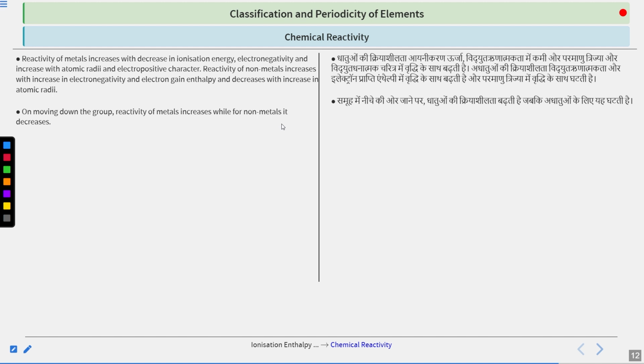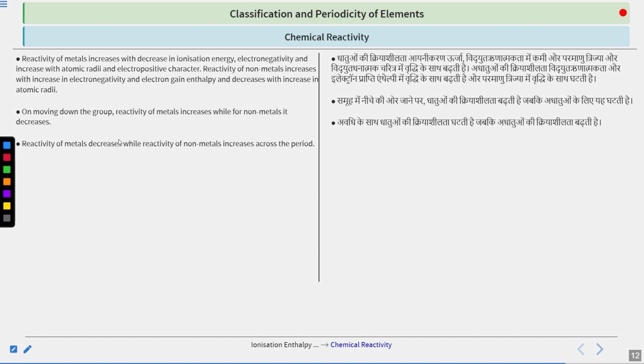On moving down the group, reactivity of metal increases, while for non-metal it decreases. So if you move down the group to cesium, it can easily donate electrons, so it is highly reactive. Whereas if you move from left to right in a period, then the metal reactivity decreases while the non-metal reactivity increases. You can see that noble gases have the least reactivity.